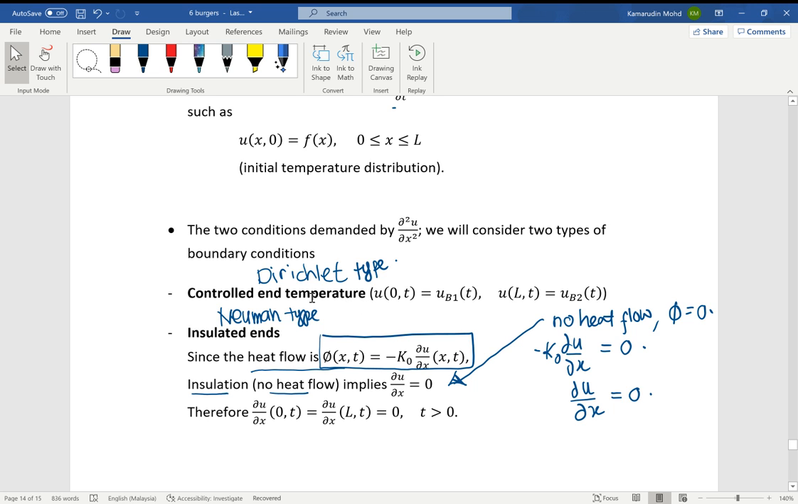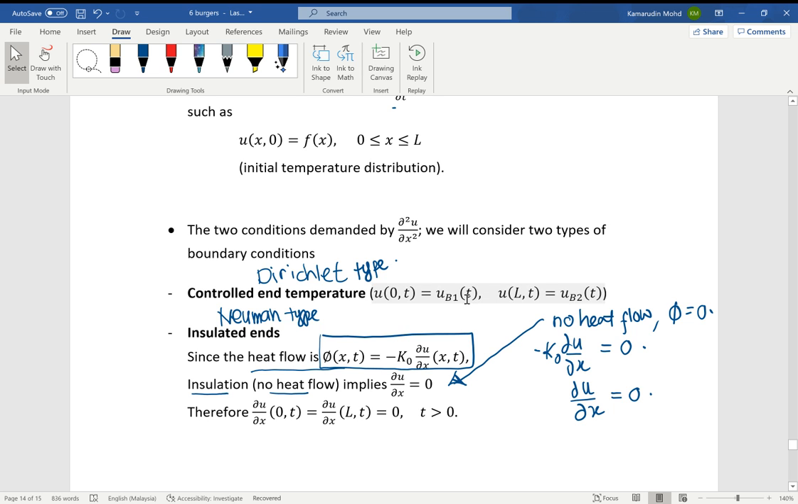Okay, so for the controlled temperature, the boundary condition is about the temperature. So the term is U, because U is the temperature. There are two conditions. First at point x equal to 0, and another one at point x equal to L, or we say at both ends of the rod. So in general like this: U(0,t) equals UB1(t), and the second one U(L,t) equals UB2(t).